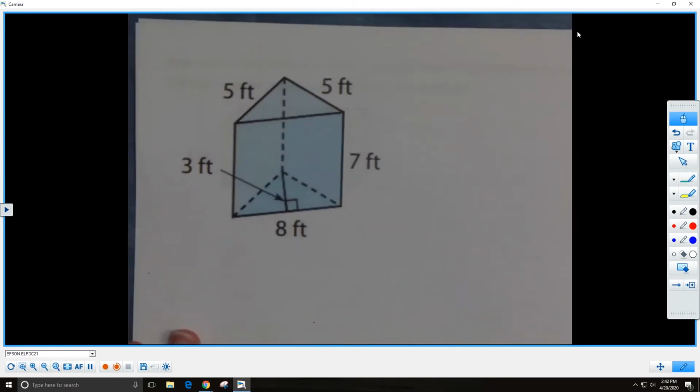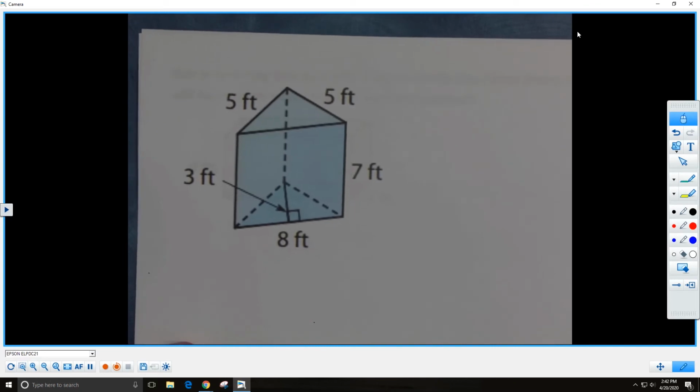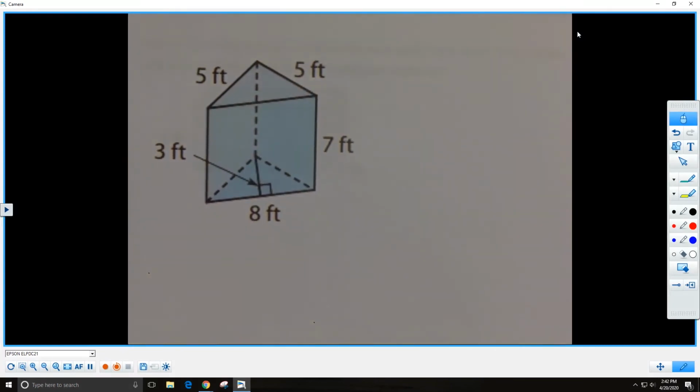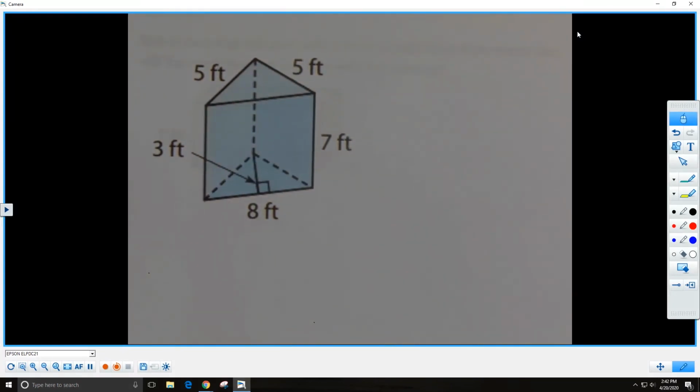Okay, so what is this solid called? Yep, this is a triangular prism. We're going to find the surface area. So what should we do first? Right, we want to identify the shapes that make up the solid.